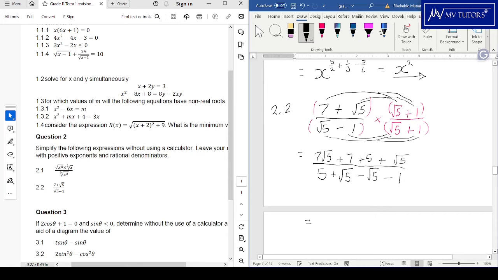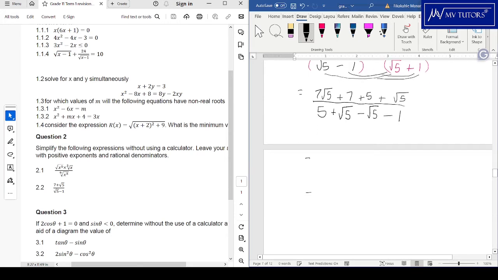Finally, we just combine all the numbers. Then I'm going to have square root. This one I'll combine with that one. So it's 7 square root of 5 plus square root of 5. That will give me 8 square root of 5. And then 7 plus 5, that's plus 12.